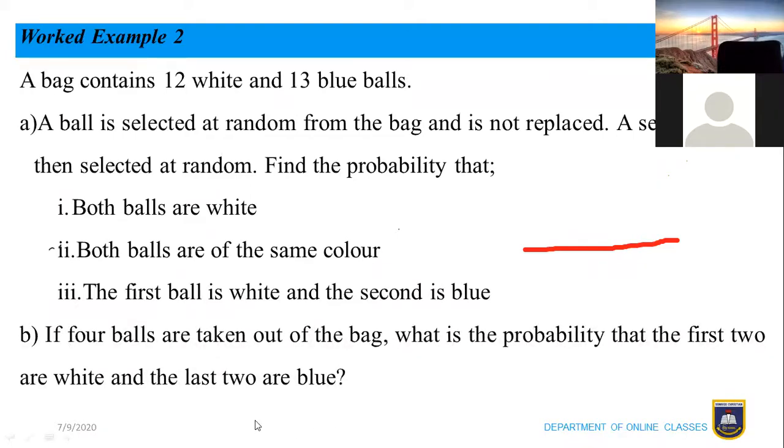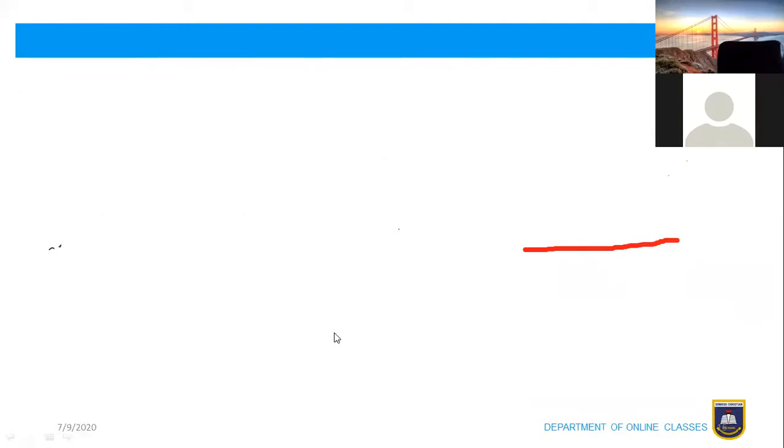If 4 balls are taken out of the bag, what is the probability that the first 2 are white and the last 2 are blue? That's the last part of the question. So try that.